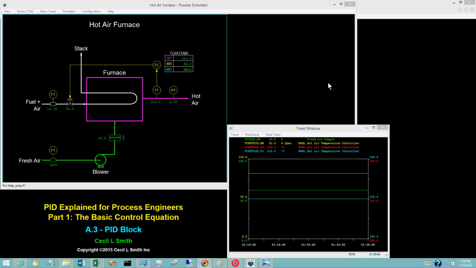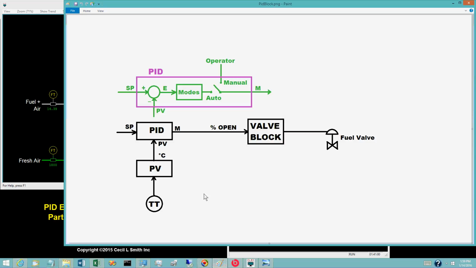The representation of the PID block from a previous video only presented the inputs PV and set point, and the output M. Another important variable is the control error. The control error is the difference between the set point and the process variable. The control error E is the output of a comparator within the PID block.